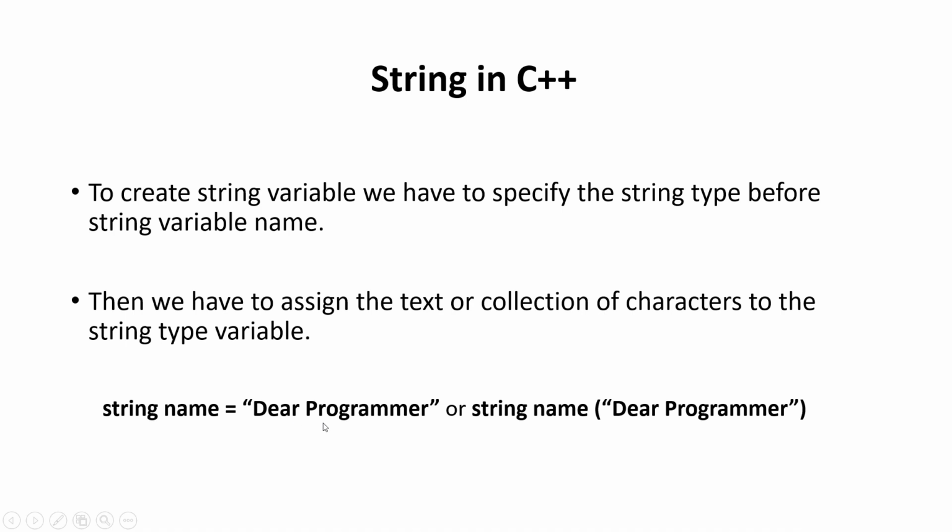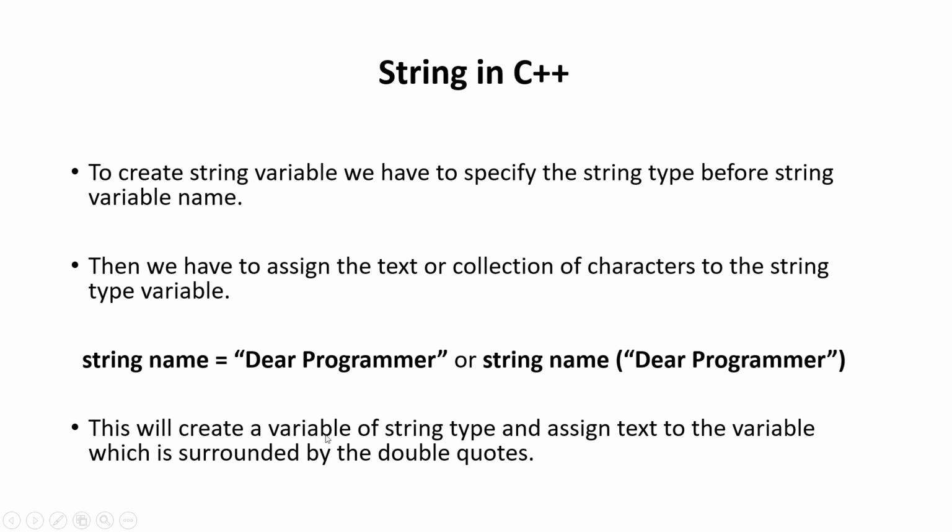So this is the format: a string name equal to "Dear Programmer" in double quotes. This is the variable name, this is the string type, and I have assigned the value "Dear Programmer" to it. Or this is another way to declare a string variable: a string name and in brackets, double quotes, "Dear Programmer". But the first one is mostly used.